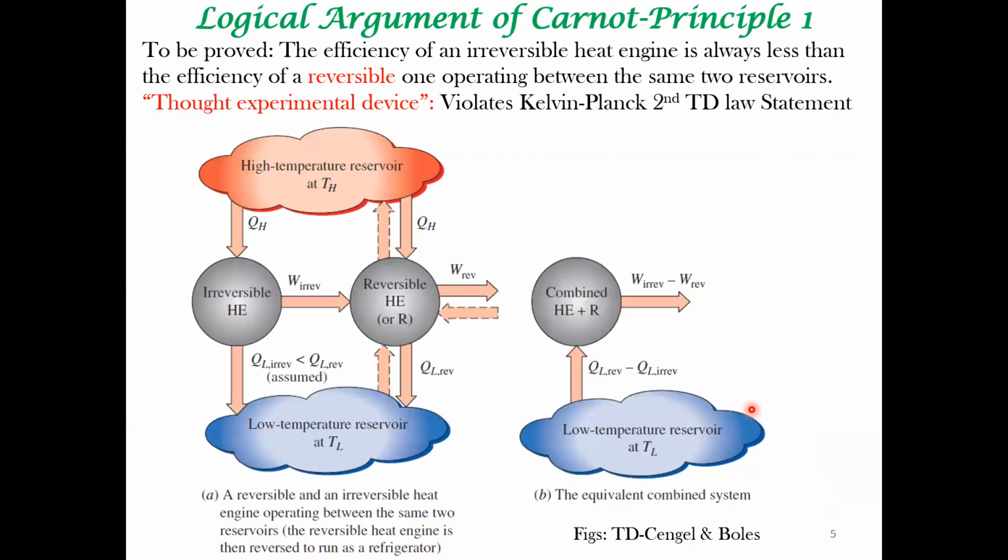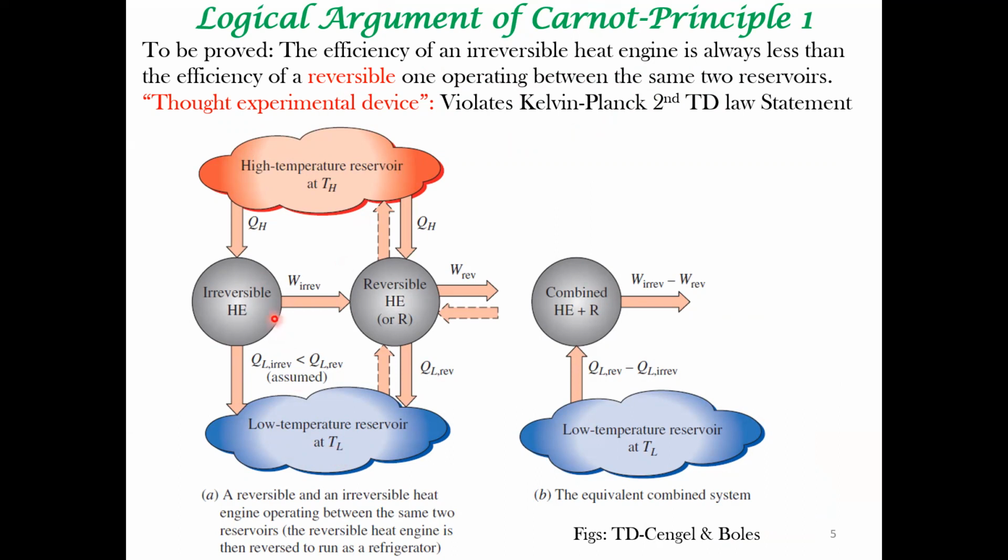Okay, so let us see what was the logical argument that Carnot utilized for proving principle 1. Okay, so what is to be proved? The efficiency of an irreversible heat engine is always less than the efficiency of a reversible one operating between two reservoirs. So let's just set up the problem. There are two heat reservoirs. One is at TH, the other is at TL. H means hot, L means low, right? So that's what these subscripts indicate.